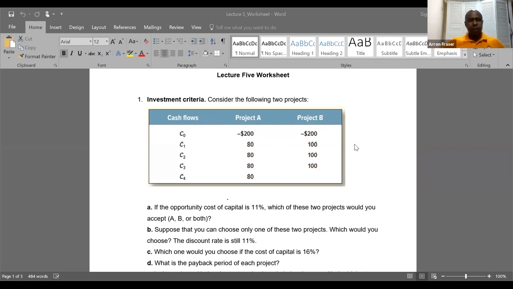The first part, A of question one, asks if the opportunity cost of capital is 11%, which of these two projects would you accept? A, B, or both? So we can stop sharing that.